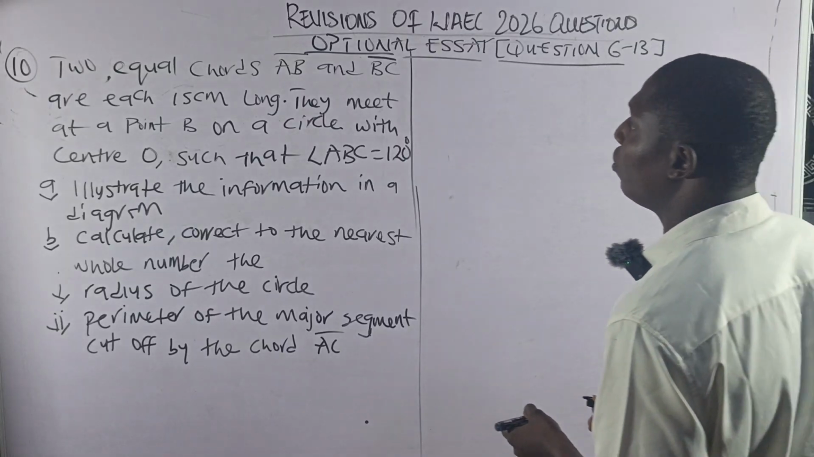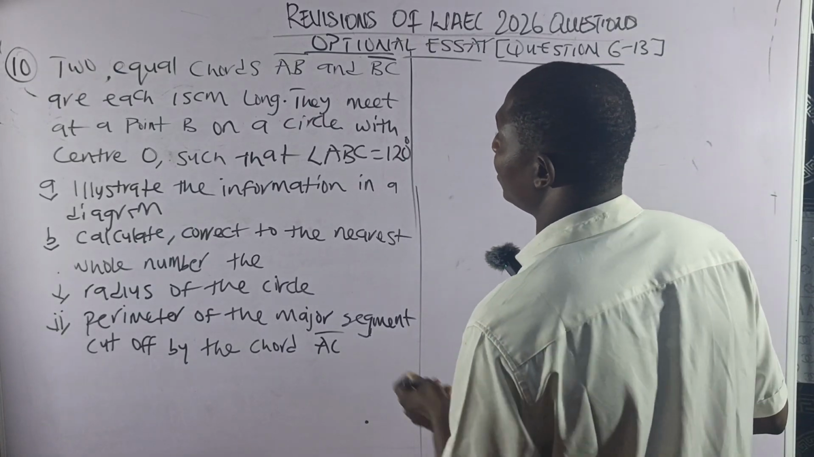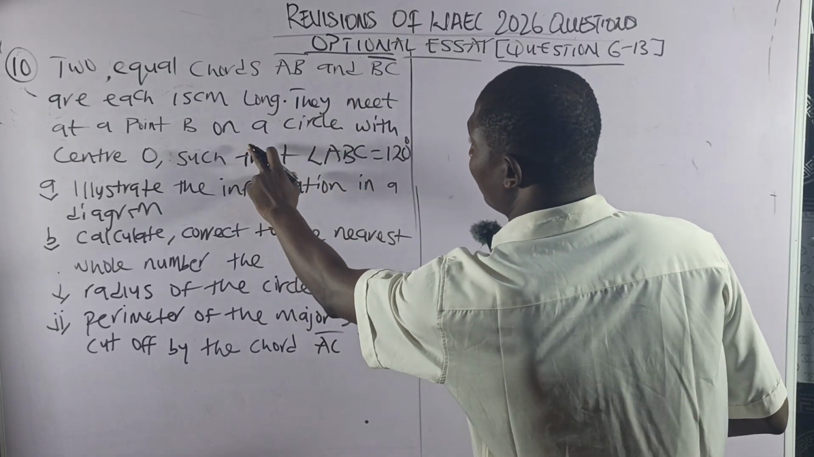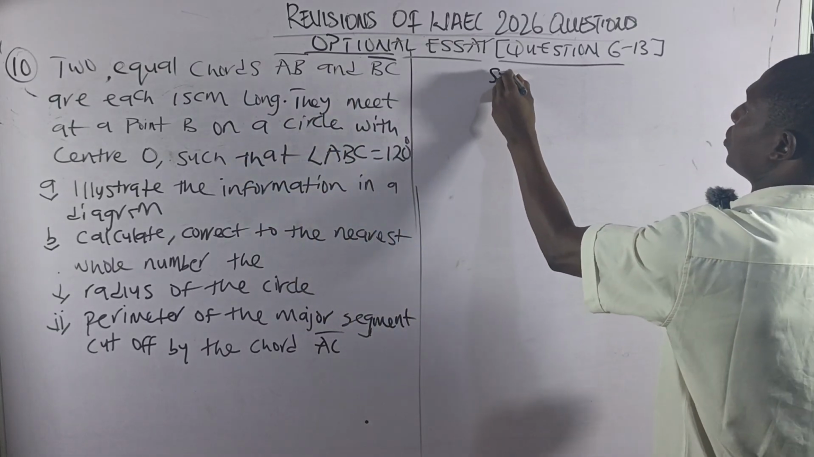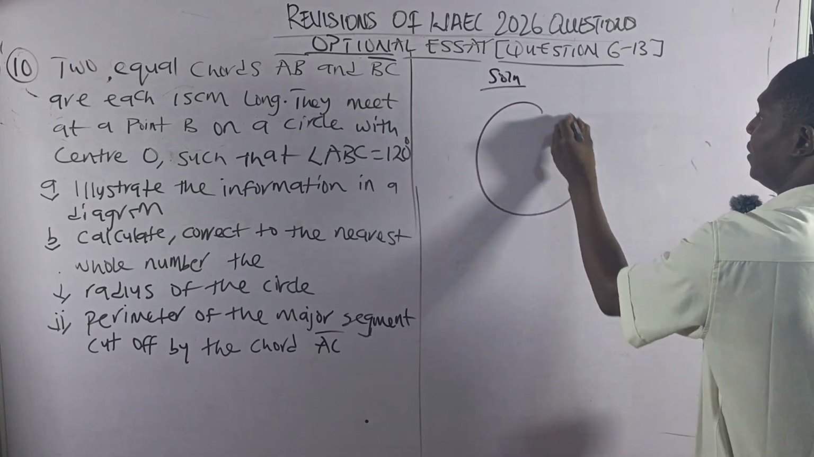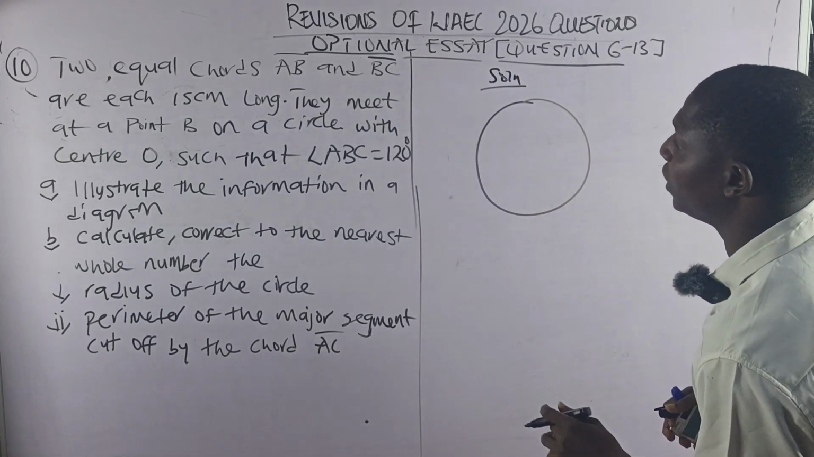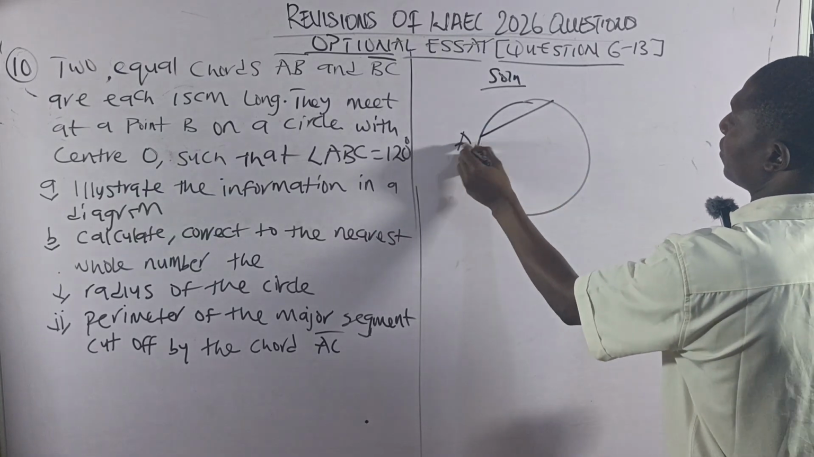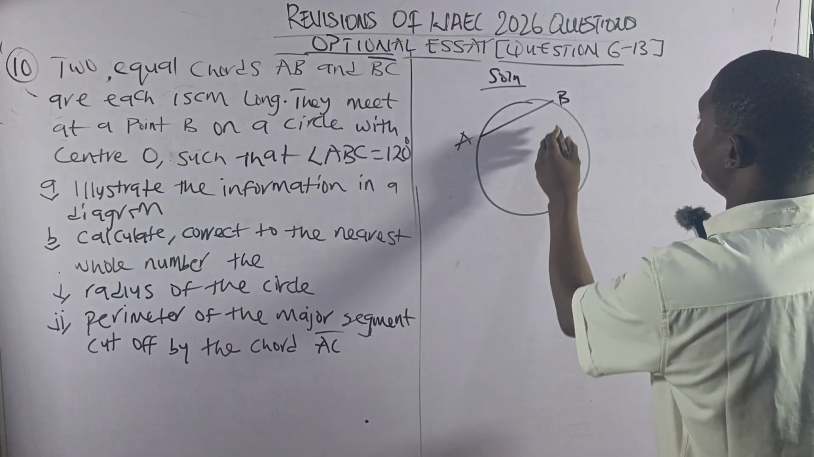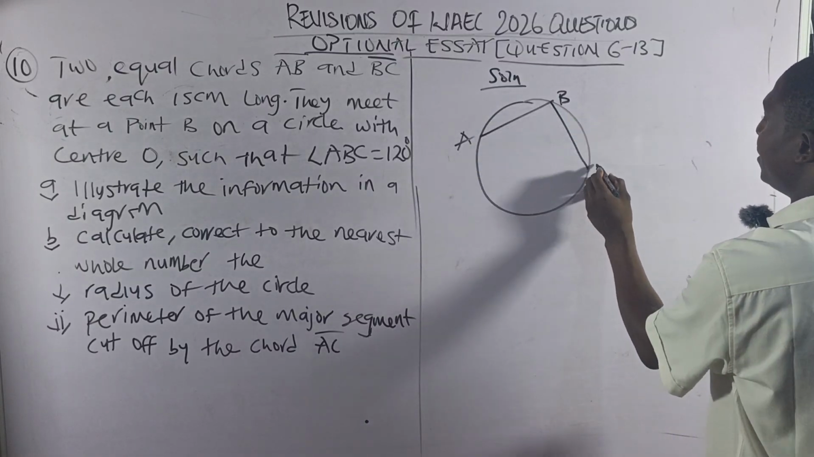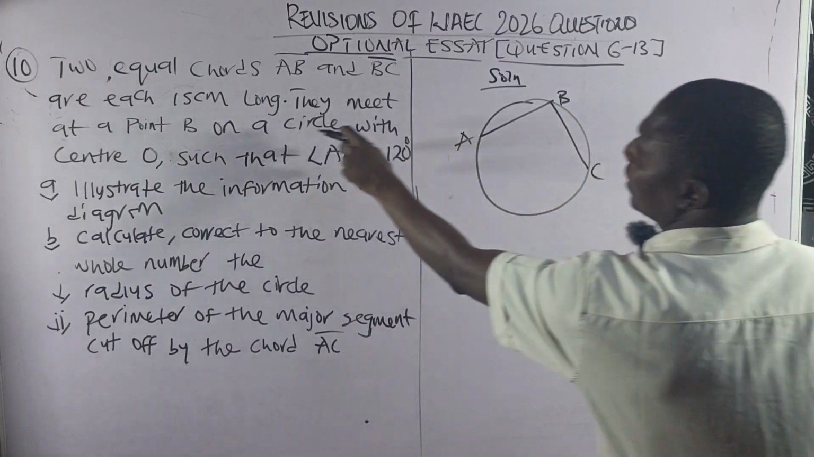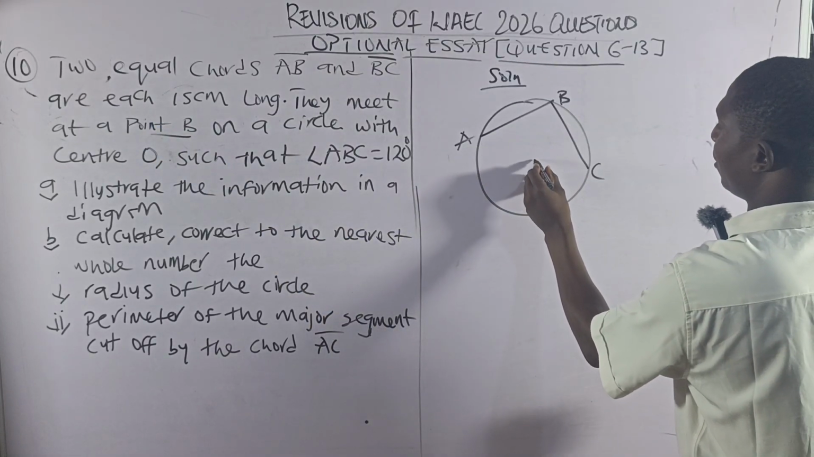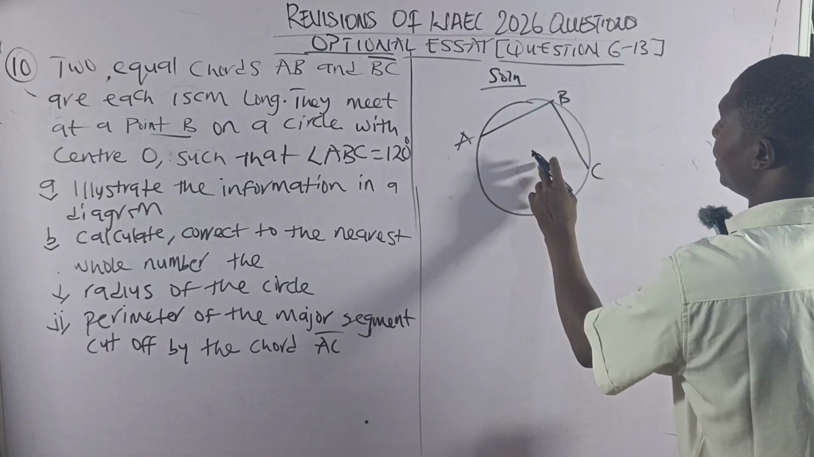Now, they said two equal chords, AB and BC, each 15 centimeter long. They meet at a point B on a circle. So, this is our solution. Let's say this is a circle. If this is a circle, let's say this is my AB. And this becomes my BC, because they said they meet at a point B. And they say this is our center O.